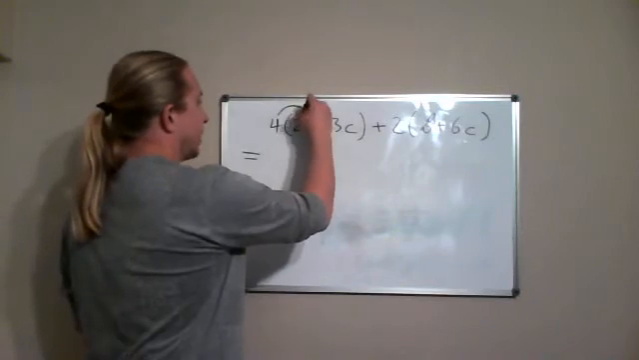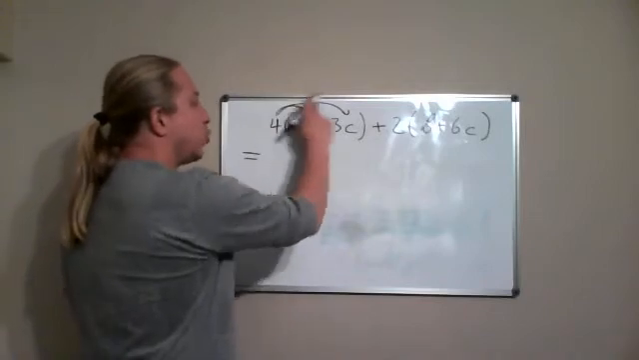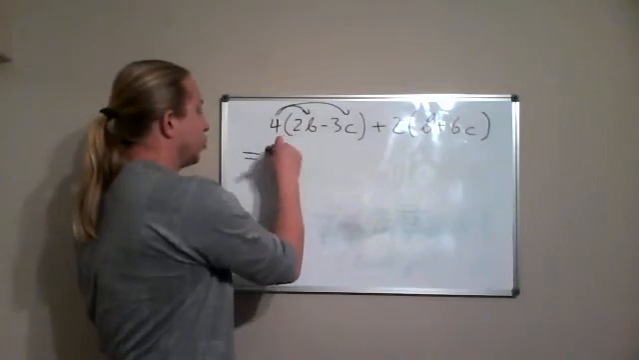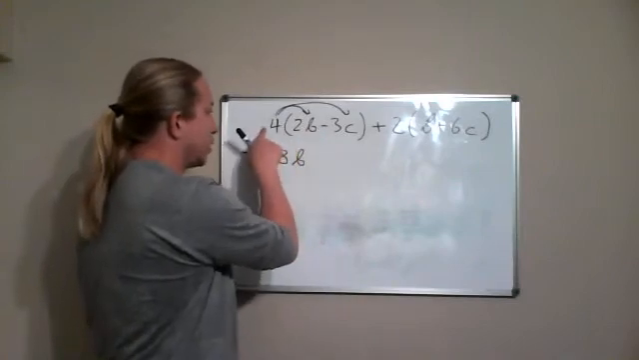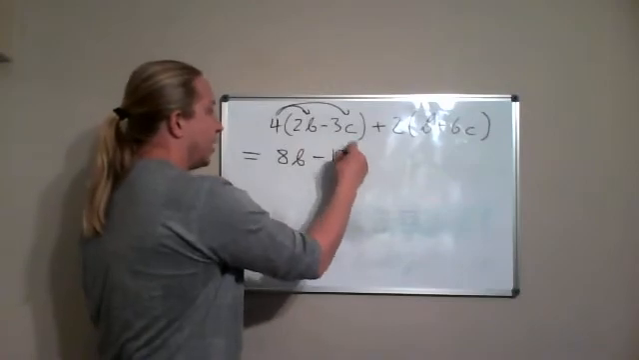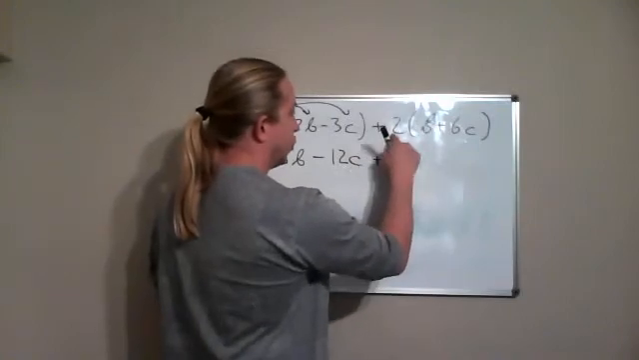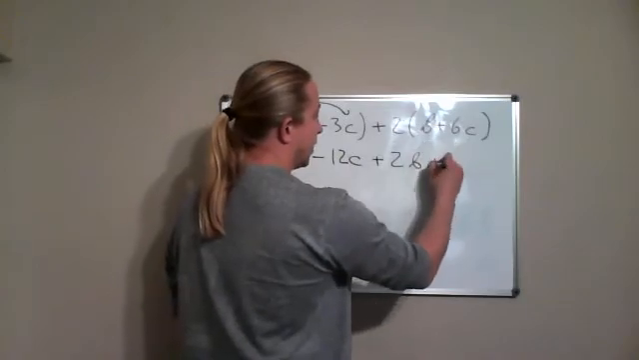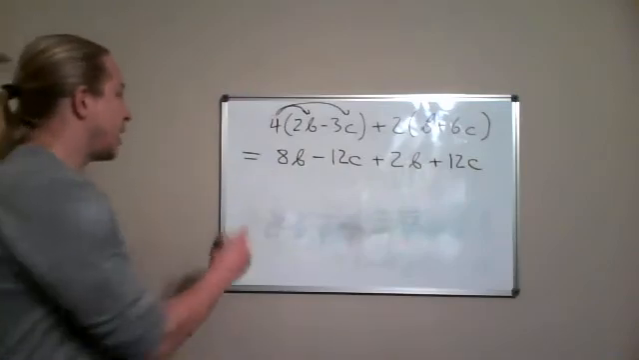So remember, with brackets and factors, we multiply a number outside the bracket into each one of the terms inside the bracket. So 4 times 2b, 4 times 2 is 8b. 4 times negative, so this positive times a negative will give us a negative. 4 times 3 is 12. And what are we counting? We're counting c's. Plus 2 times b is 2b, plus 2 times 6 is 12. What are we counting? C's. 12c.